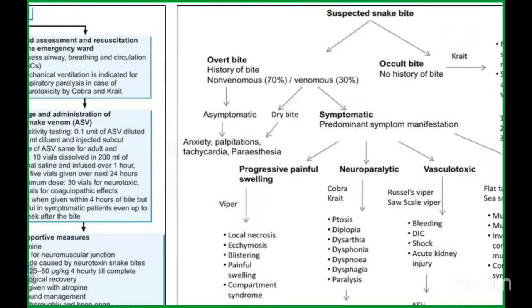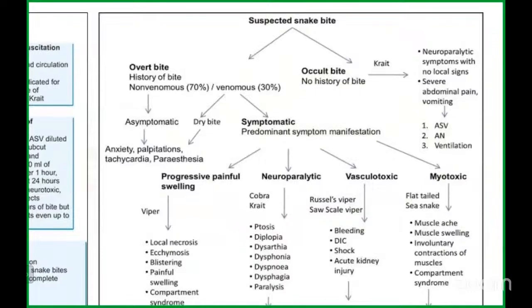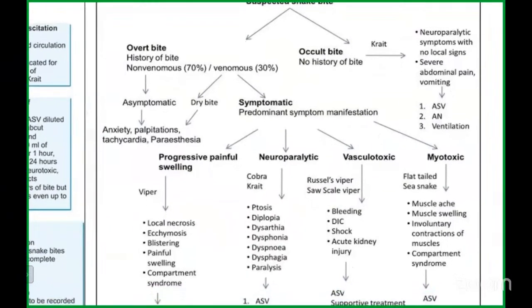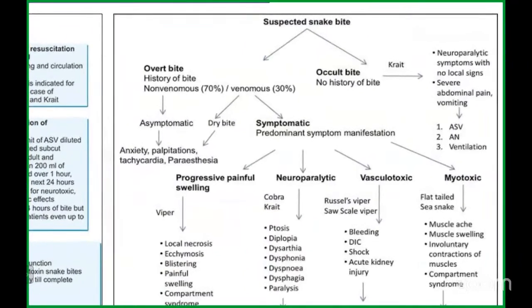Once inside the hospital, now this is something for the medical personnel to deal with. Whenever there's a case of suspected snake bite, the first thing that you do is you first take a proper history. If there is no history of bite, but the patient is showing you symptoms, one snake that should always come to your mind is krait. This is something which I'm repeatedly going to tell you.